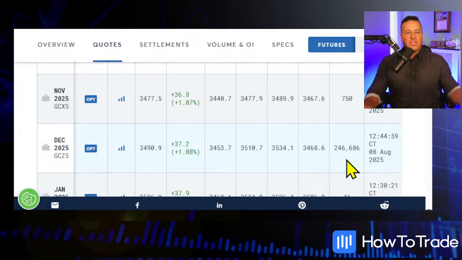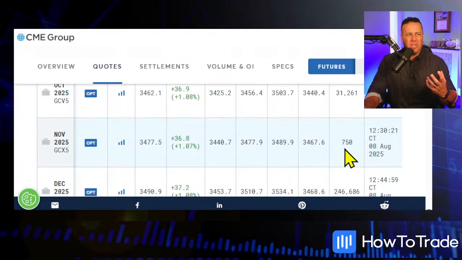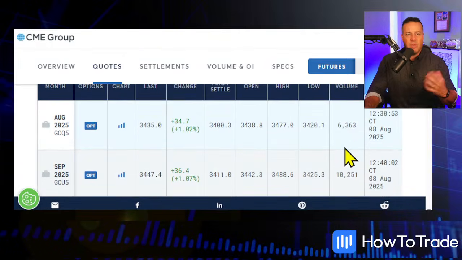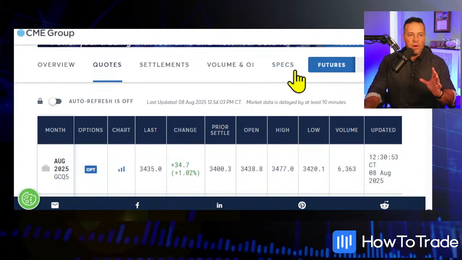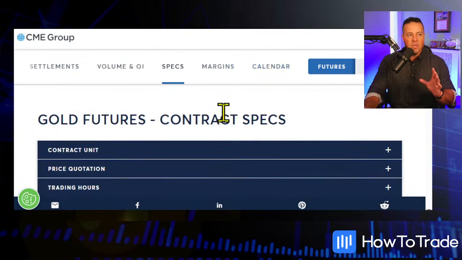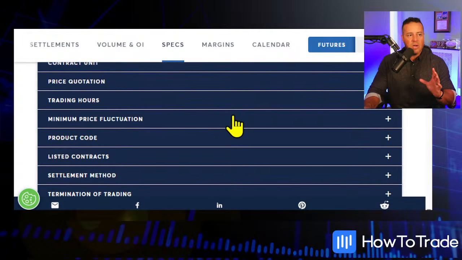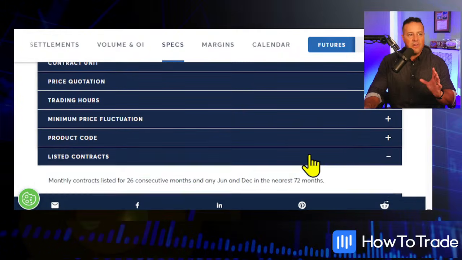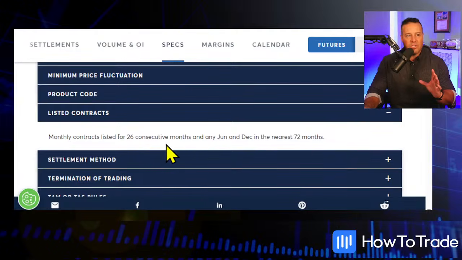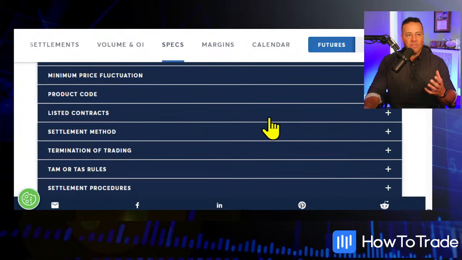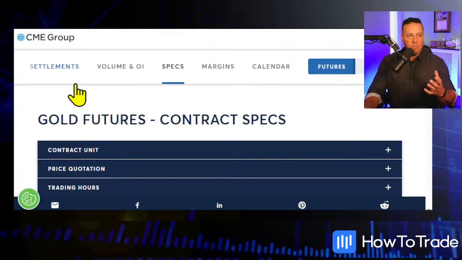Now, this is the reason why. The institutional traders and the big traders have already flipped to trading December gold. Now you're saying, Shane, why aren't they trading November, October, or September? Because typically they don't trade those. Gold is a very weird contract. Let's go right here to our contract specs, and let's go to listed contracts. Monthly contracts listed for 26 consecutive months and any June and December in the nearest 72. So what that means is they are listing monthly contracts for gold. The problem is nobody's trading them.